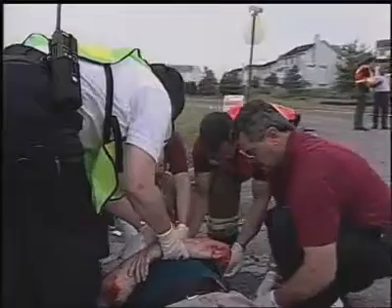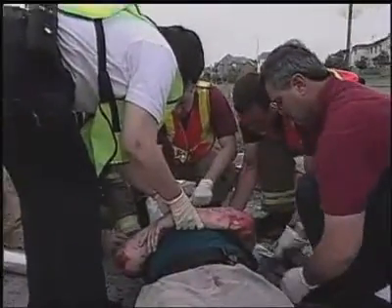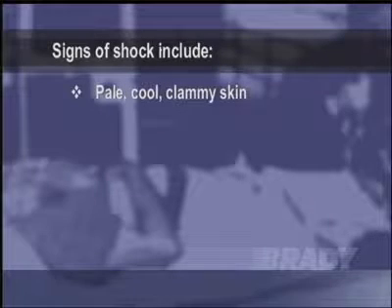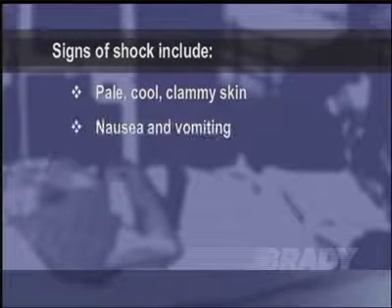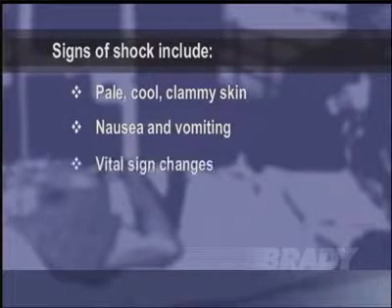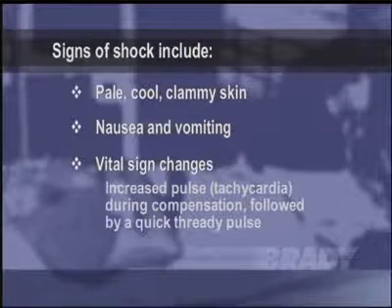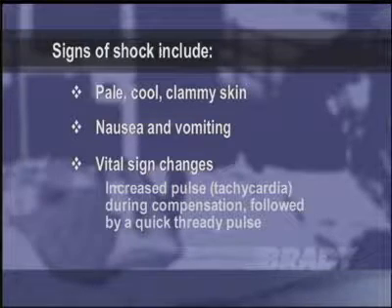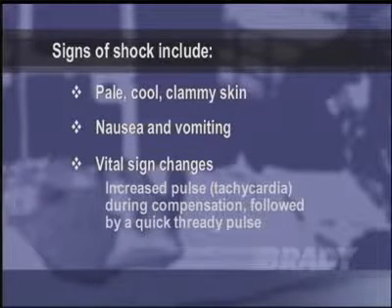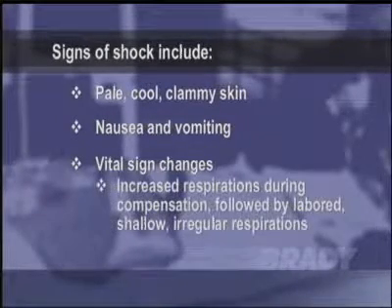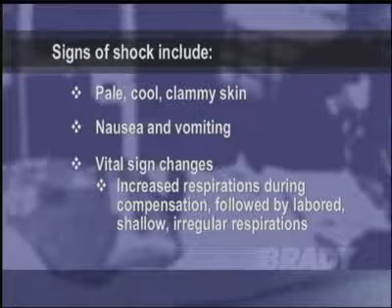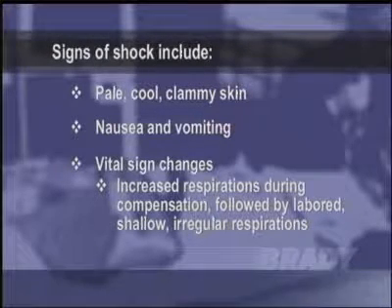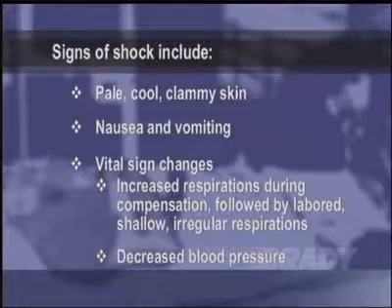Severe bleeding, or hemorrhage, is one of the most common causes of shock. Signs of shock include pale, cool, or clammy skin, nausea and vomiting, and vital sign changes: increased pulse, tachycardia, during compensation, followed by a quick, thready pulse; increased respirations during compensation, followed by labored, shallow, or irregular respirations; and decreased blood pressure.